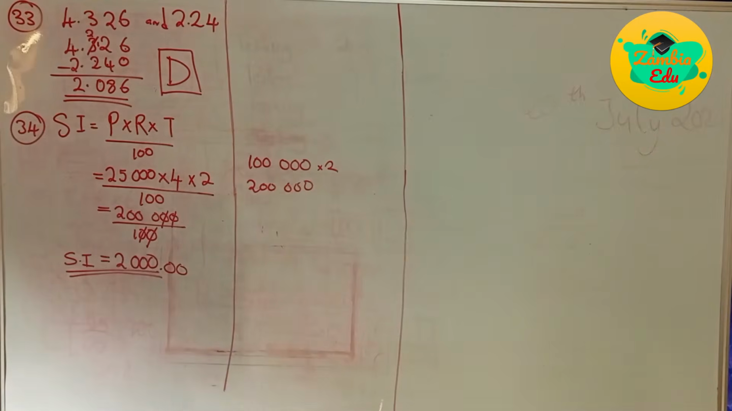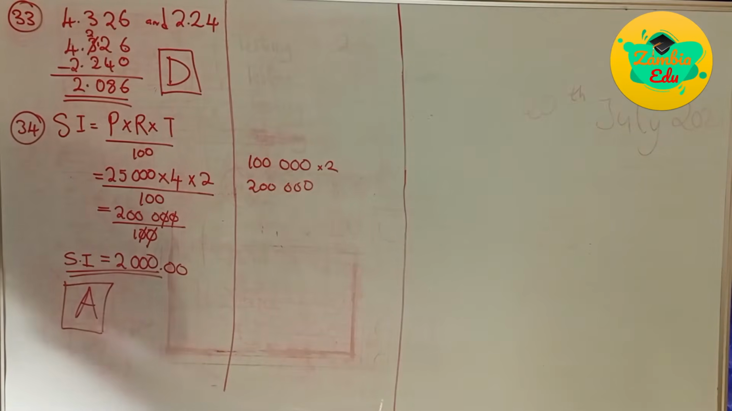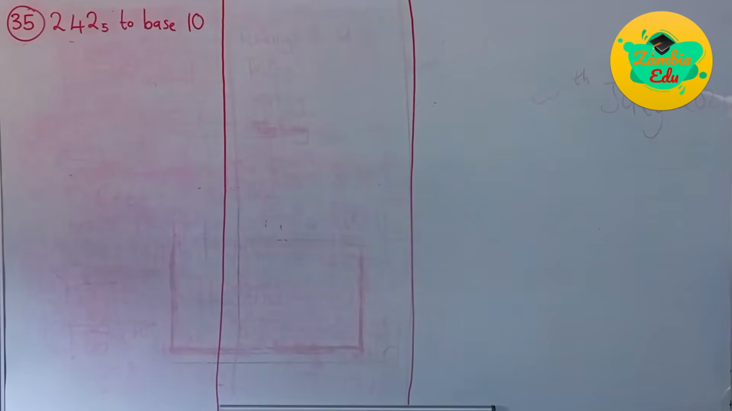And if we look at our multiple choice, we notice that 2,000 is represented by option A. So the answer that we have on question 34 was A, which is 2,000. Question 35 says, convert 242 base 5 to base 10.